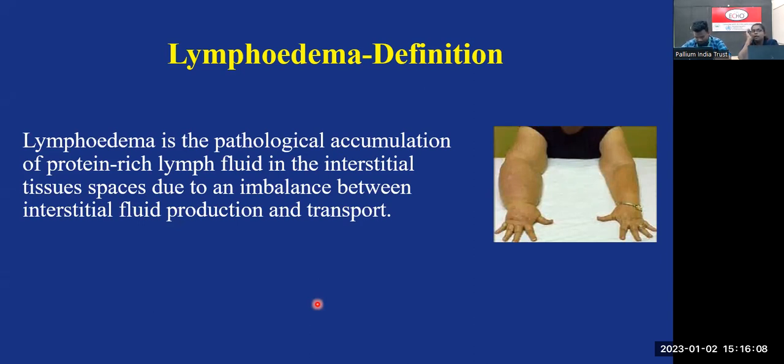So it is a pathological accumulation of lymphatic fluid, or protein-rich fluid, in the interstitial space due to an imbalance between fluid production and transport. The fluid production is happening in a good way, but the transportation is affected. If there is any damage there, lymphedema will be there.